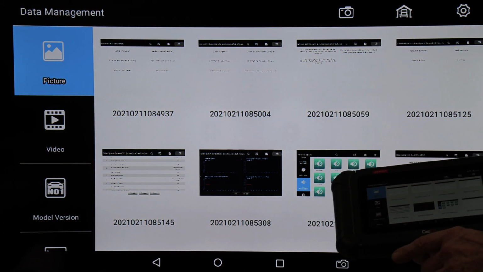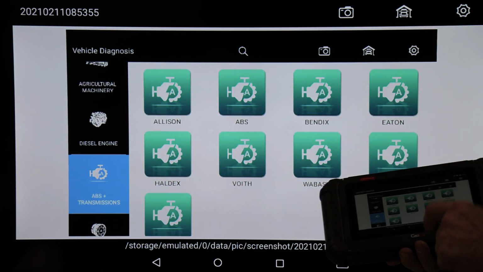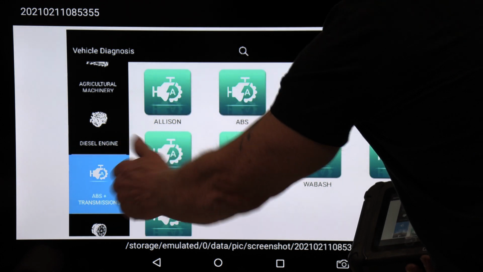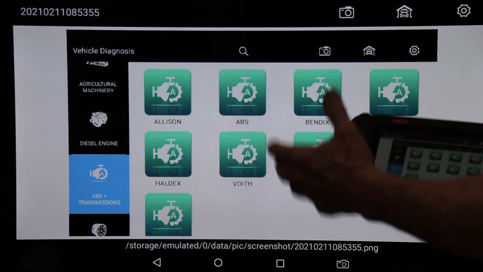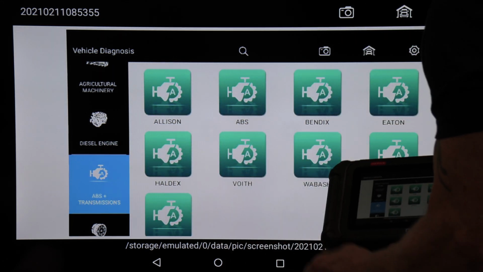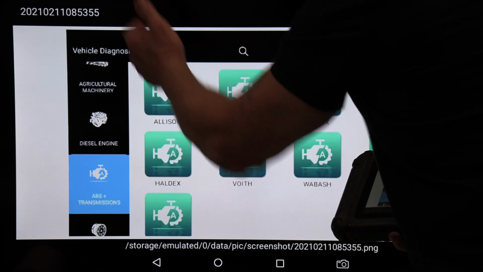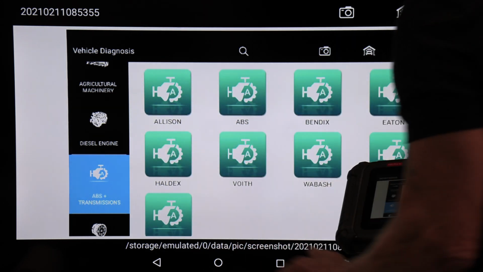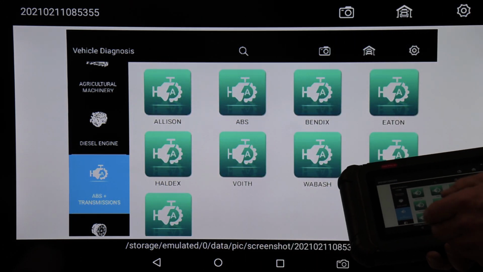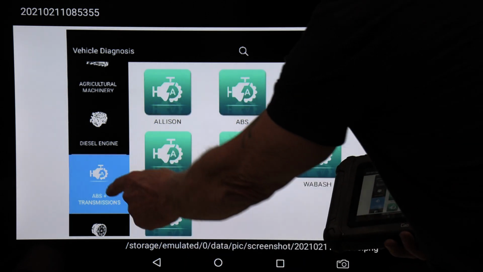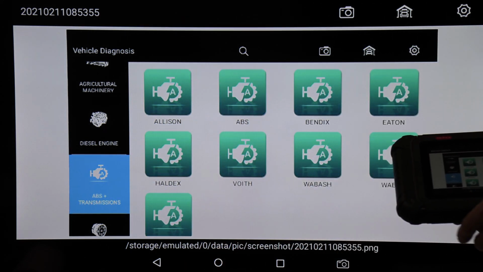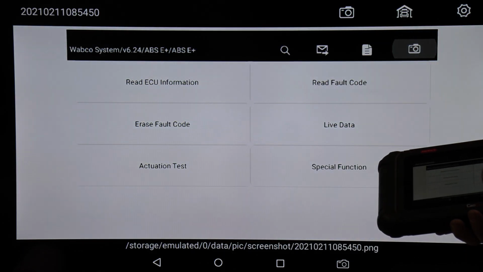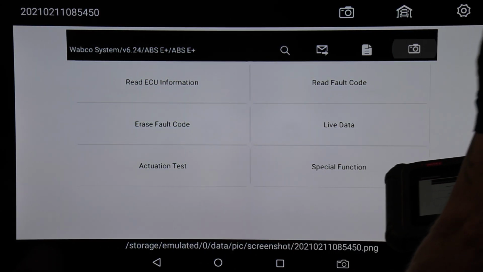So this time, I went back to my original side box asking me what I want to get into. If you remember from the previous ones, it's vehicle diagnostics. Again, I mentioned the agriculture machine, diesel engine. We played around a little with the Cummins last time. This time I'm going to hit that ABS over here. So I hit the ABS.